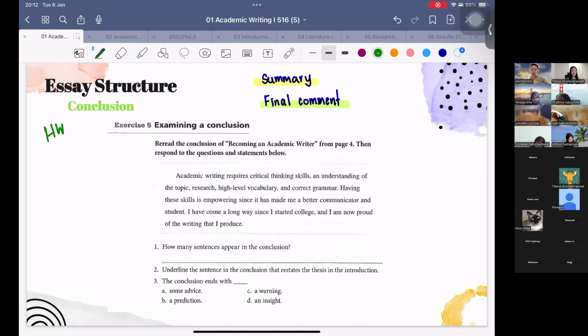And for this, I'm going to leave it for your take-home homework. We will go through it tomorrow. This is a conclusion paragraph, as simple as that. Based on the conclusion paragraph, try to identify the sentence that shows the summary and the sentence that shows the final comment, as well as answer number 3. The conclusion ends with advice, warning, prediction, or insight.